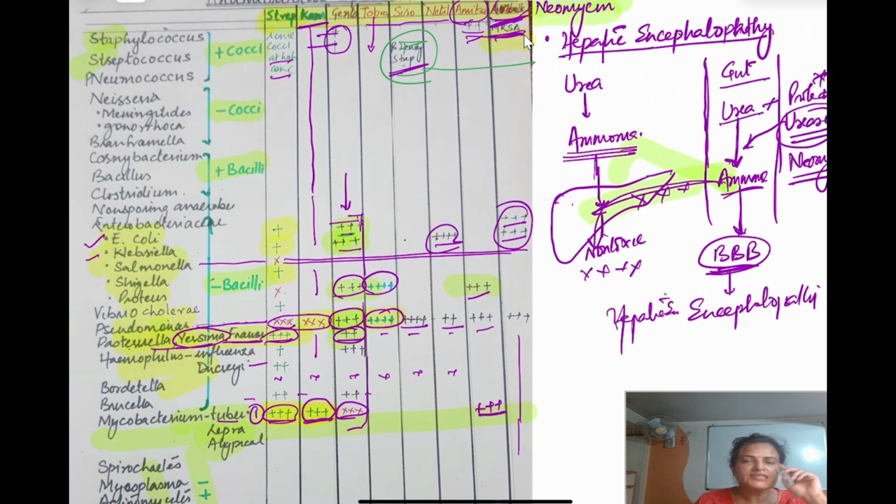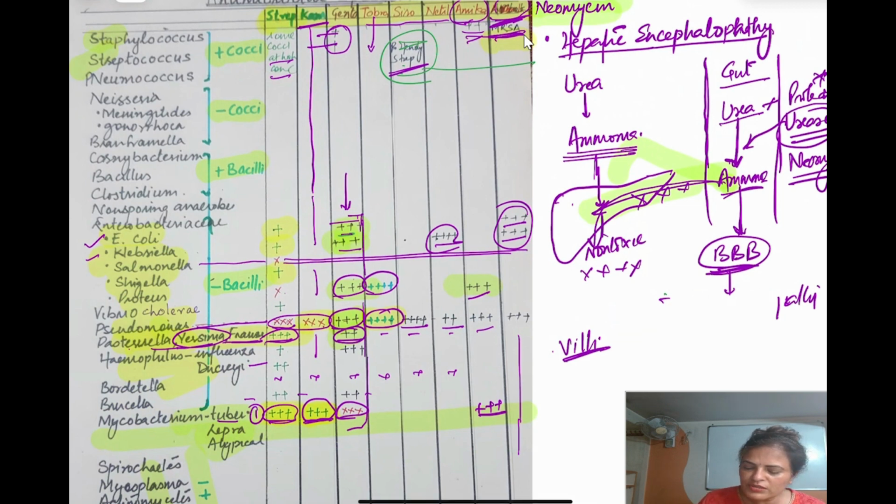But neomycin is also nephrotoxic and has toxic potential. And second, once you give it, it damages the intestinal villi. So that's why we do not prefer neomycin even for this. Another drug from the same group that we can use for this purpose is paromomycin.